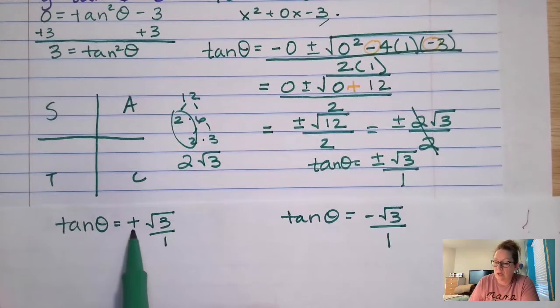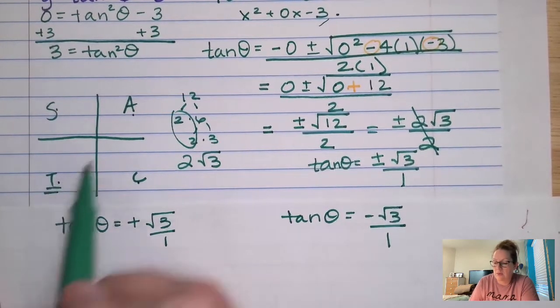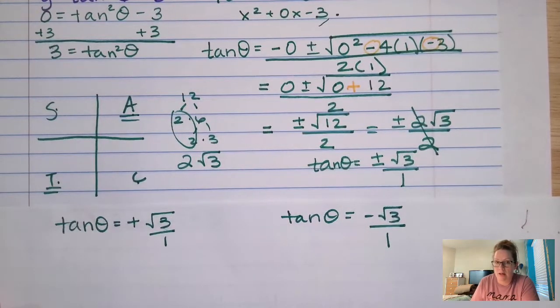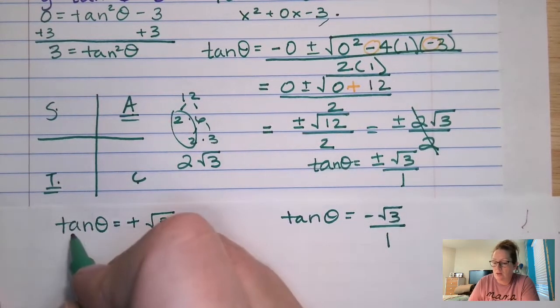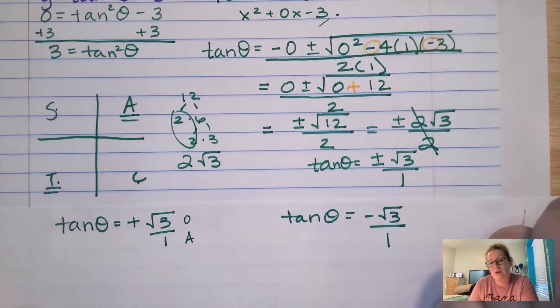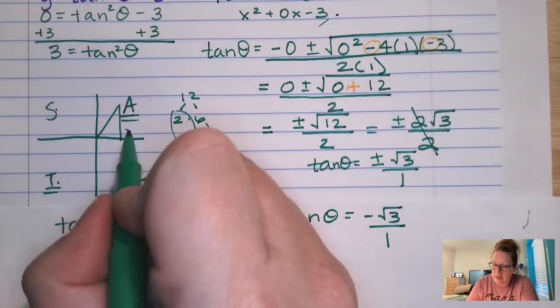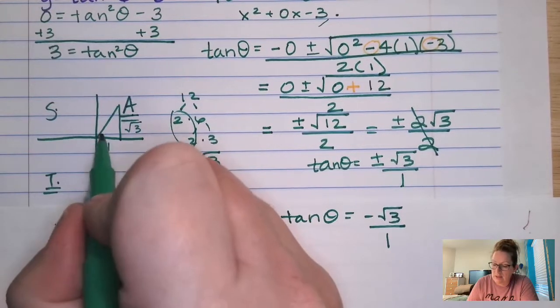Okay, so if we're looking at the positive, all students take calc. This one's going to be in quad 1 and 3. Tangent is opposite over adjacent, so what triangle do we know that has a root 3 and a 1 in it? That's a 30, 60, 90, right? So in this case, the opposite is root 3 and the adjacent is 1.